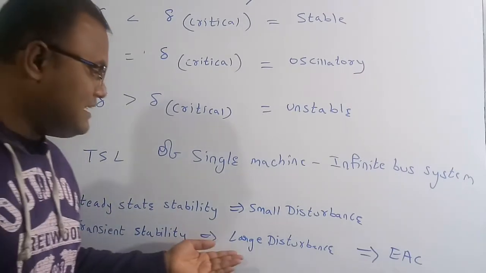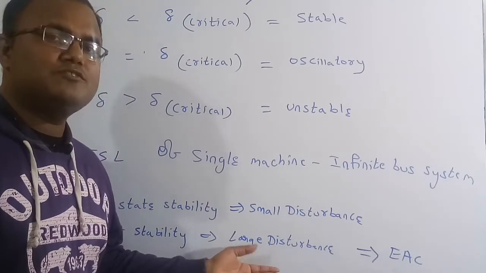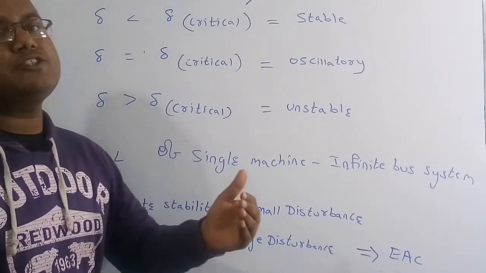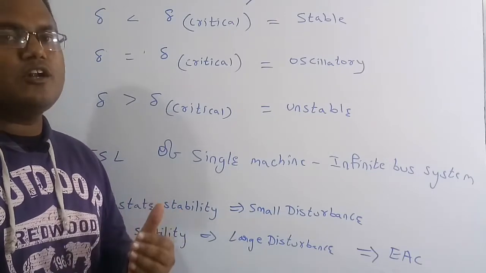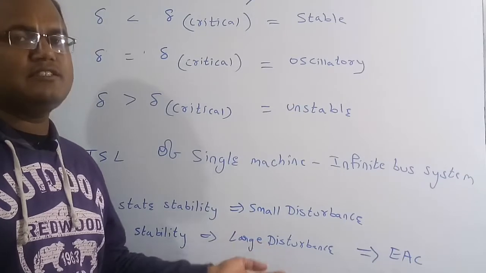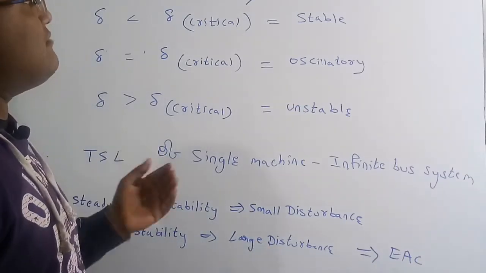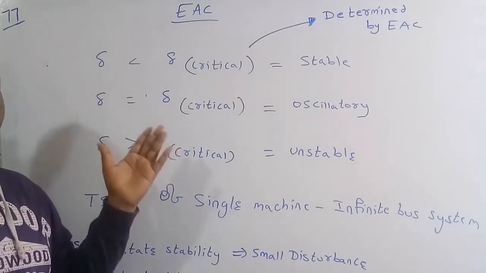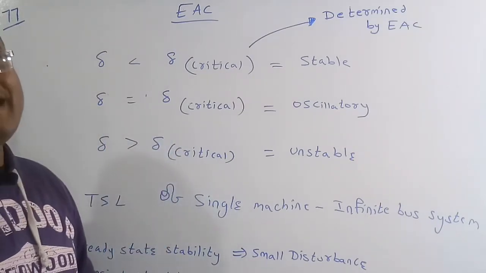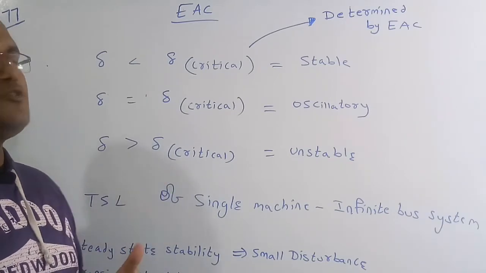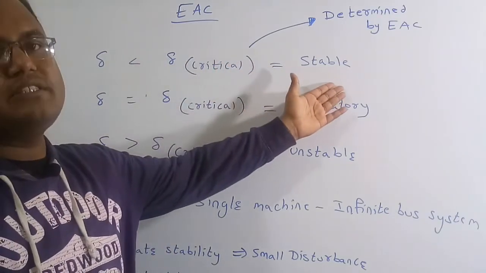So basically here, because of these large disturbances, we are going to see what the variation of the delta is, whether it is going to come back to its original steady state value or not. All these things we see in this transient state stability analysis. So here in this equal area criteria, I have already told you, whenever the delta is lesser than delta critical, then only we can say both are in synchronous nature. So the synchronism is still maintained. So we can say the system is said to be a stable system.